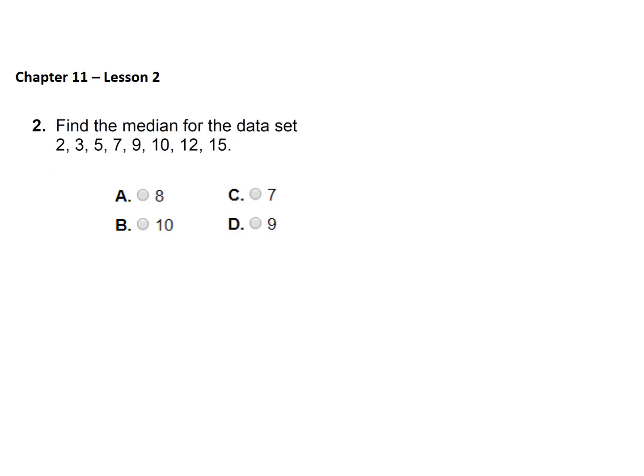For question number 2, it asks us to find the median for the data set. 2, 3, 5, 7, 9, 10, 12, 15. The median is the middle number. I remember this because the middle has an I and median has an I. Now, to find the middle number, you need to put all the data points in order from least to greatest. In this example, that has already been done for you. So now we need to calculate to the middle.